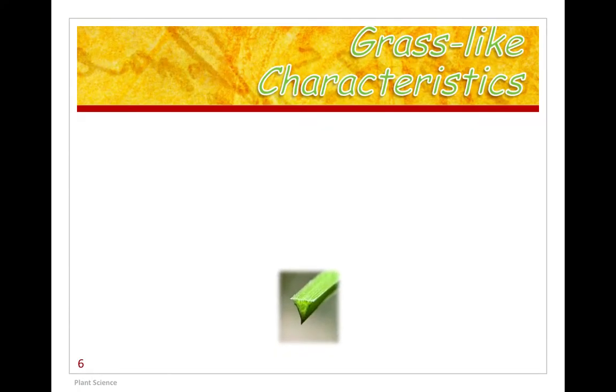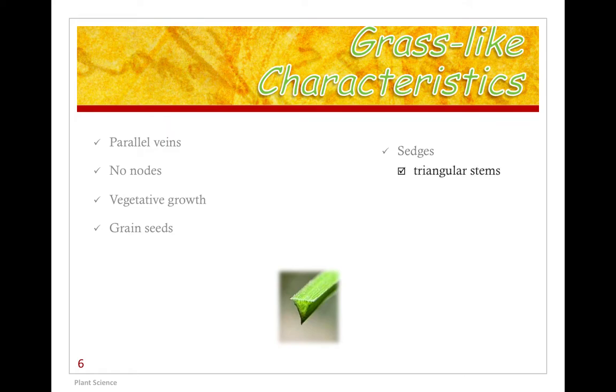Next is grass-likes. Grass-likes are similar to grasses in most ways. They have parallel veins in their leaves, but one thing they don't have are nodes. The stems are smooth. They do have vegetative growth, and they do have grain seeds. Grass-likes can be divided into two categories: sedges, which have stems that are triangular, and rushes, which have stems that are round.